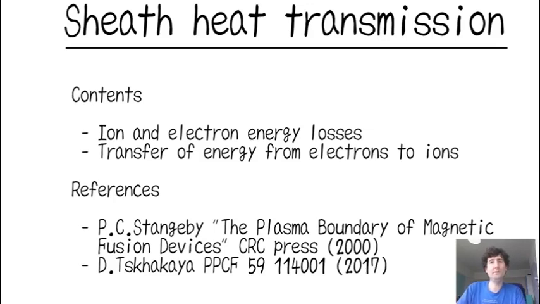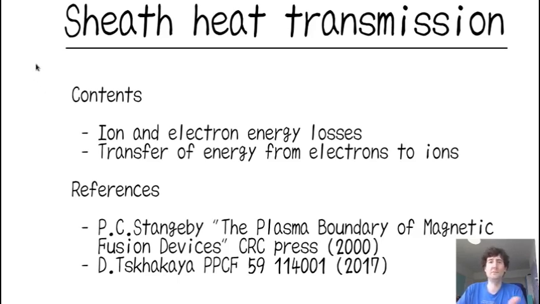Welcome. In this video I'll discuss the sheath heat transmission, which is an important boundary condition for modelling of the plasma edge because it determines how much power is lost from the plasma, and also how much power is then deposited on the surface. If the power is limited, then this will change the temperature. Alternatively, if the temperature is limited, then this will change the power, but it provides a very strong lever to change the solution at the edge of the plasma.